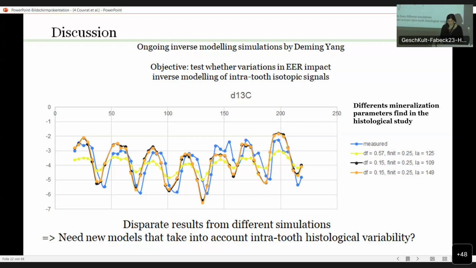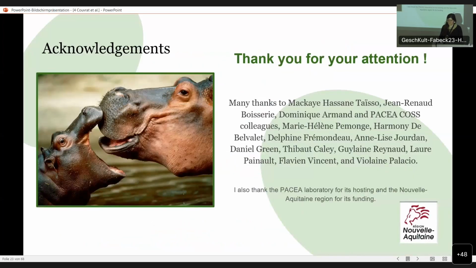In blue, you can see the carbon ratio measured in the Chad canine, and the others are the modified parameters from the histological study. As so, the simulation shows disparate results. A new model taking into account intra-tooth variation could be needed. Thank you for your attention.